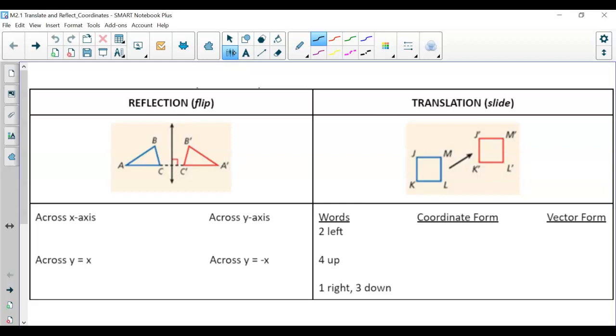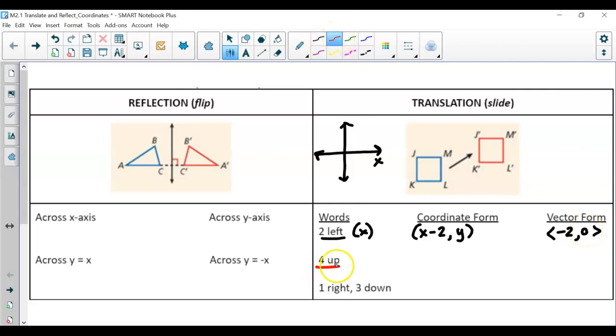So here, if I'm going 2 to the left, well, think about the X and Y axis. If I'm going left and right, that is referring to the X. So 2 to the left means we're focusing on the X. And if I'm going to the left, that's going towards the negative. So this would be X minus 2, and then nothing happening with our Y coordinate, which means in vector form, so we have these symbols here, that would just be -2, 0. So again, what is happening to the X and Y?